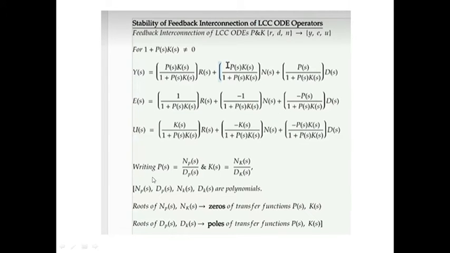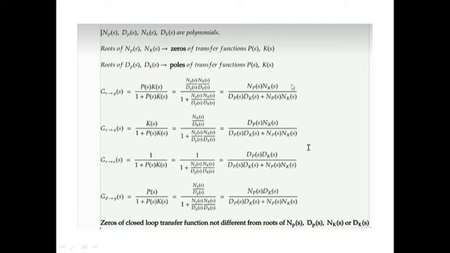So a new definition is of roots and of the zeros and poles of a transfer function. Zeros of a transfer function are basically the roots of the numerator. So if a transfer function has been represented in terms of numerator by denominator, where numerator and denominator are polynomials in S, zeros are the roots of the numerator and poles are the roots of the denominator, and hence each map can be represented in terms of zeros and poles of transfer functions P and K.